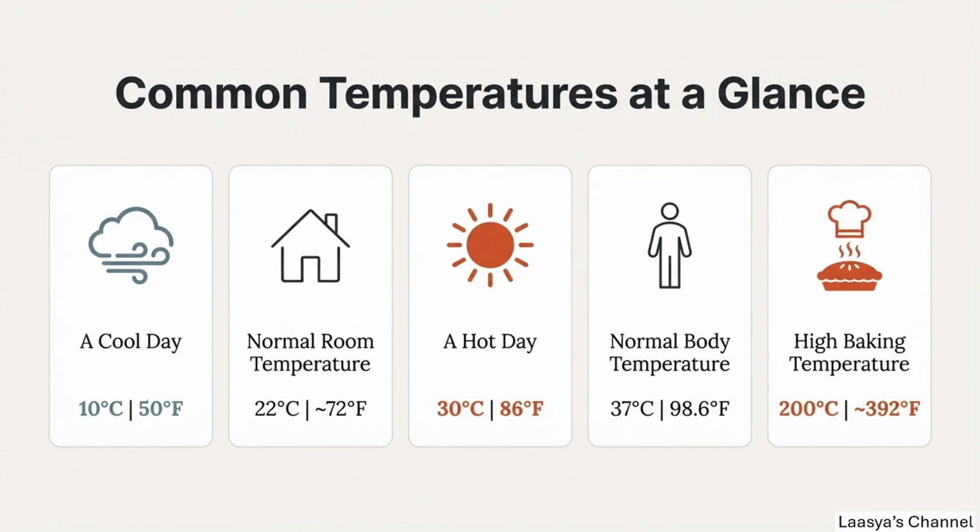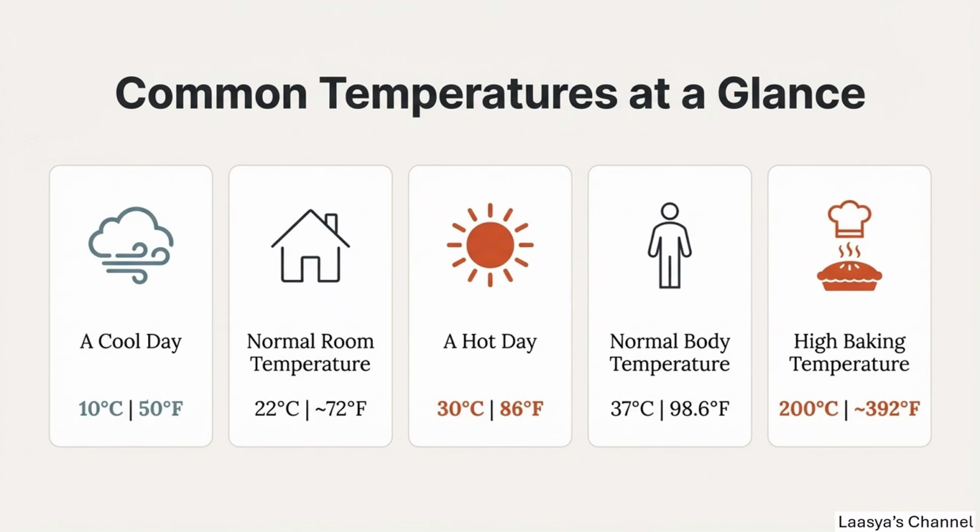Next, normal body temperature. Our normal body temperature is always 37 degree Celsius. In Fahrenheit, 98.6 degree Fahrenheit. Like that. High baking temperature: whenever you cook, baking cakes and cookies, high baking temperature means 200 degrees Celsius. In Fahrenheit, 392 degree Fahrenheit. Like that you can come to know temperature.